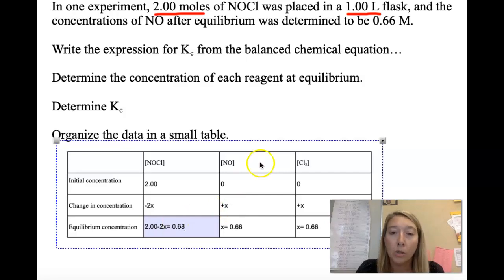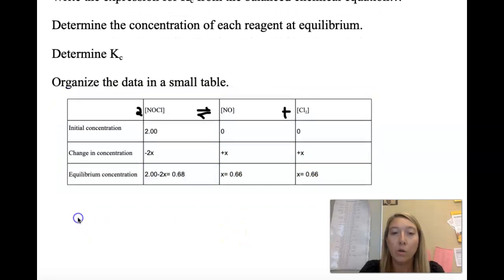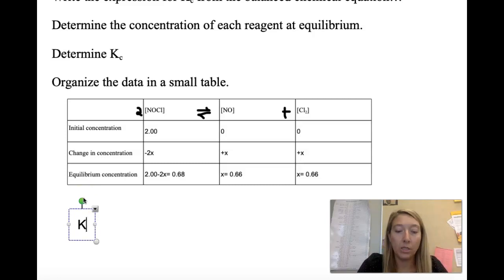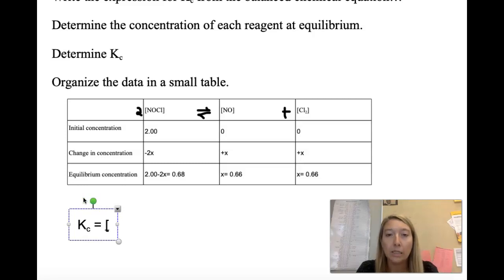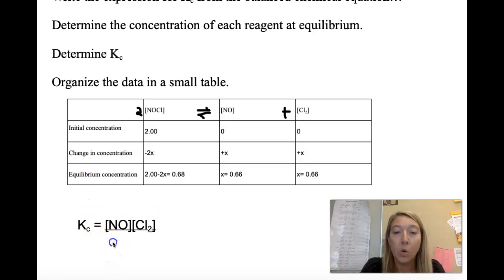Now that we've determined what all the equilibrium concentrations are, we can go about actually solving for K. The ICE table is always going to get you 1 mark. The next mark is always going to come from your equilibrium law expression. So we're going to write out Kc equals. Remember we talked about Kc in the last video. We said that we were going to use the concentration of products divided by the concentration of the reactants. So it's the concentration of NO times the concentration of Cl2, and then that is going to be over the concentration of NOCl, and that needs to be squared.